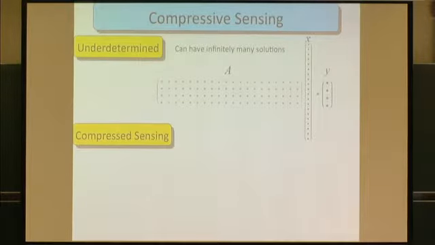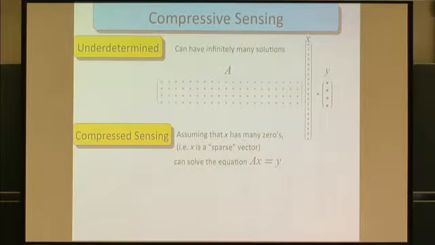How so? Well, if we assume that x has many zeros, that is, x is a sparse vector. There are many cases where this is actually accurate, and we'll see later on that in our application it is a very reasonable assumption. If x has a whole lot of zeros, then out of the infinitely many solutions, you can pick the sparsest, the vector that has as many zeros as possible. And then you can solve the equation Ax = y.